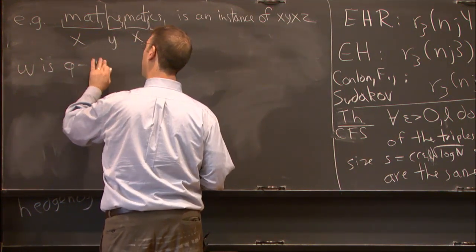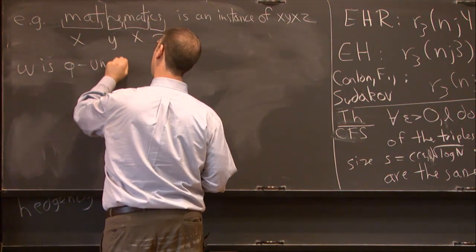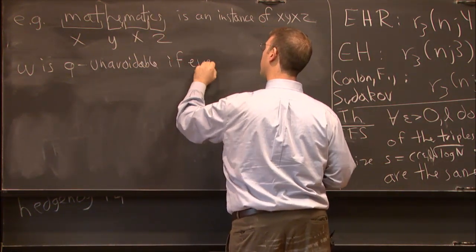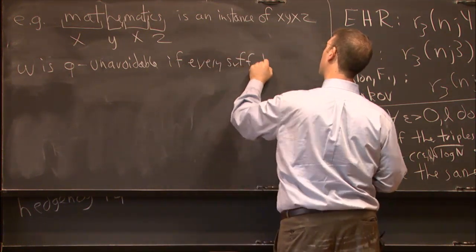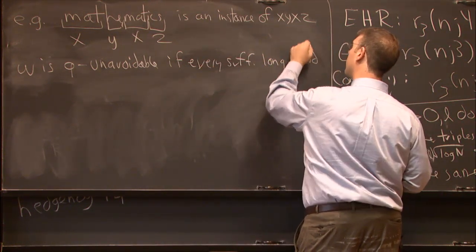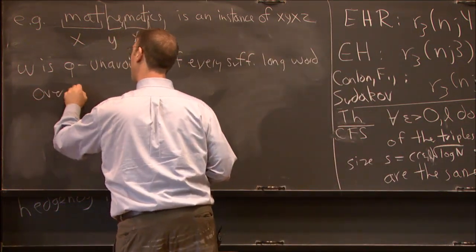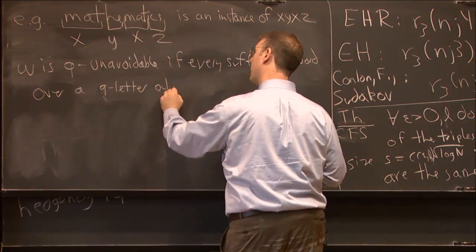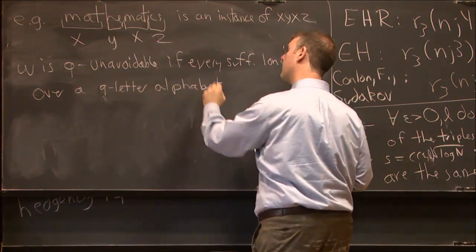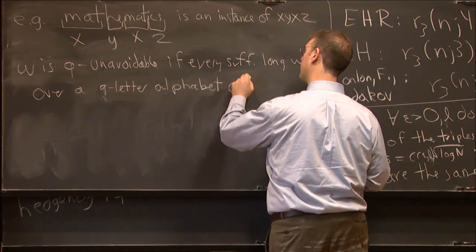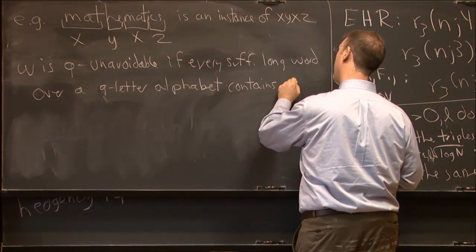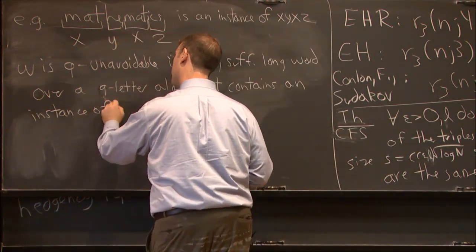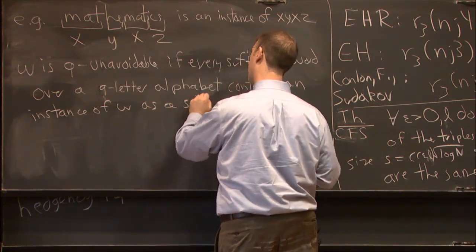W is Q unavoidable if every sufficiently long word over a Q letter alphabet, so an alphabet with Q letters, contains an instance of W as a subword.